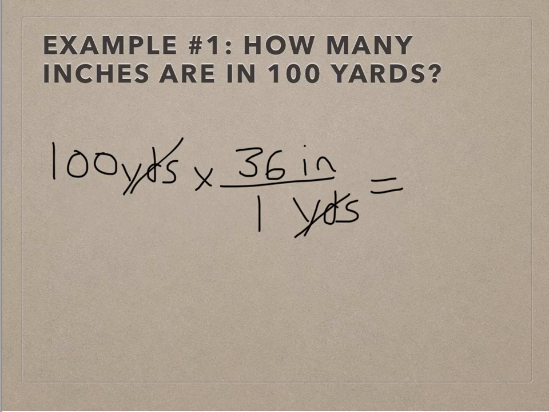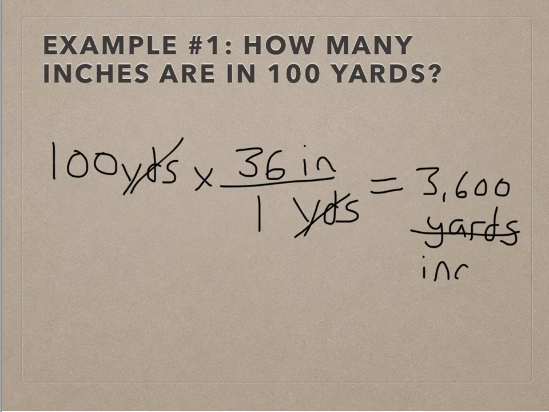I cancel out the yards. 100 times 36 is 3,600. Oops, I was going to write yards. And it won't erase. Okay, we'll just, oh wait, there's an eraser. Okay? And when you're doing this, make sure that you're not doing things like that. Thank you. Always double check your answers.